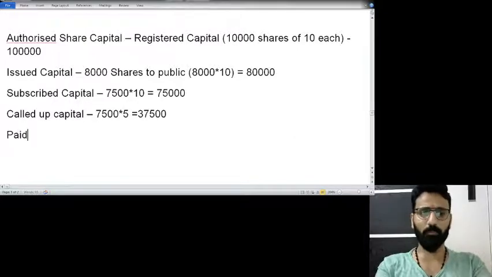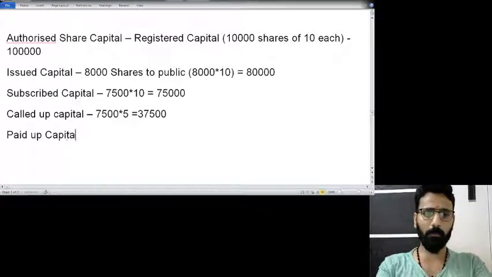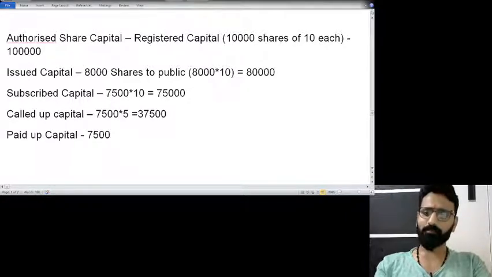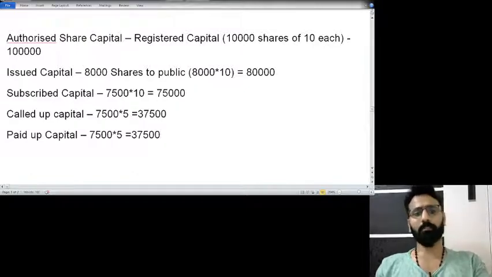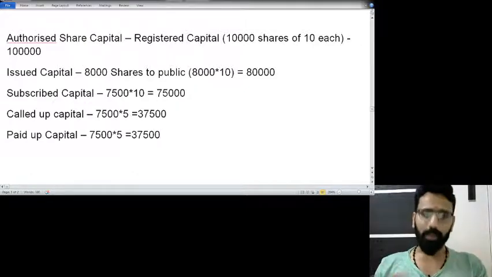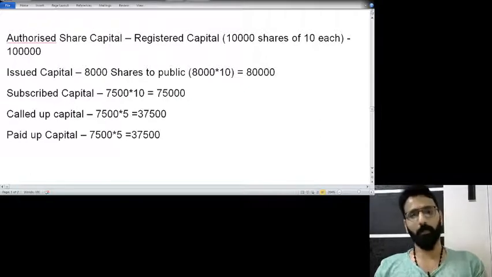And then comes my paid up capital, which is, assume everybody is paid. So my paid up capital is 37,500. Assume everybody is paid. So the order is authorized, issued, subscribed, called up and paid up.